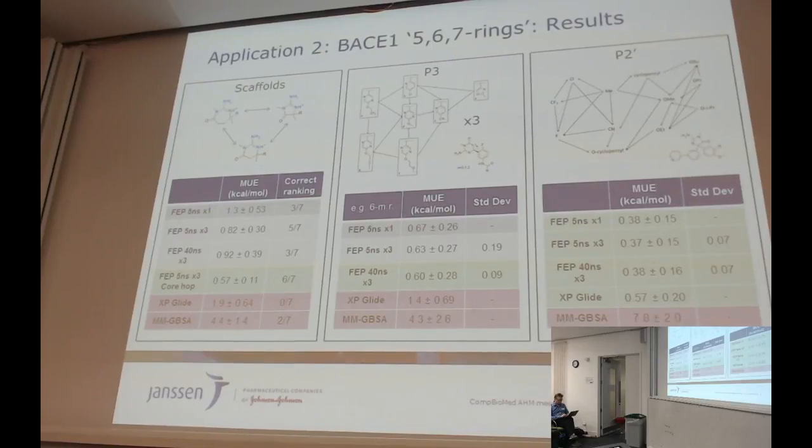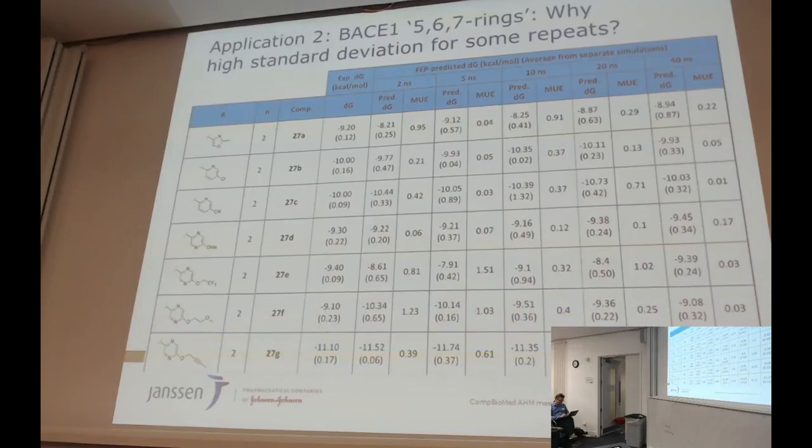P2 prime pocket, really the easiest case, I think, for FEP, in that these substitutions are tiny and the results are really good in every case. There's hardly any variation with repeats or with increased sampling. It just gets the right answer. Glide also gives a good answer for this, and it's worth noting as well. This is a relatively easy case, and docking can also do well.